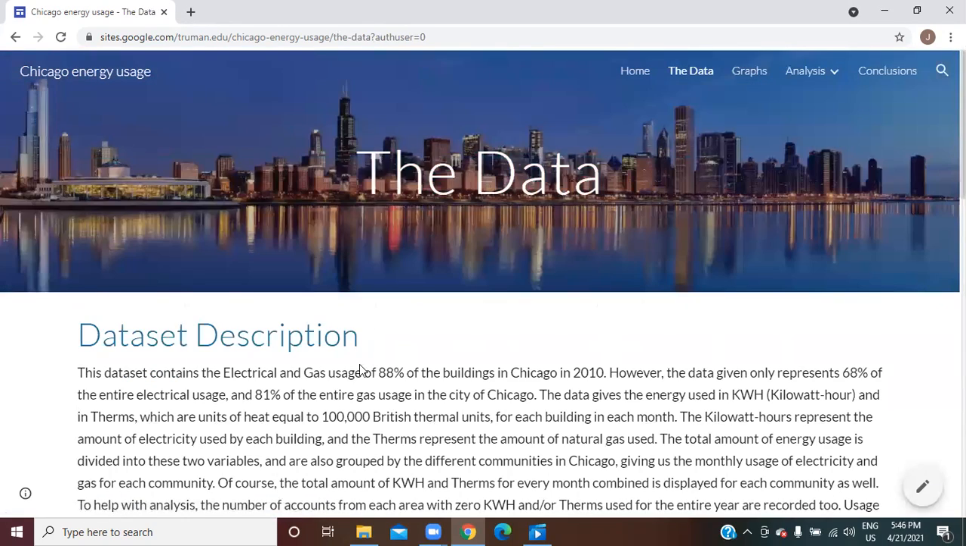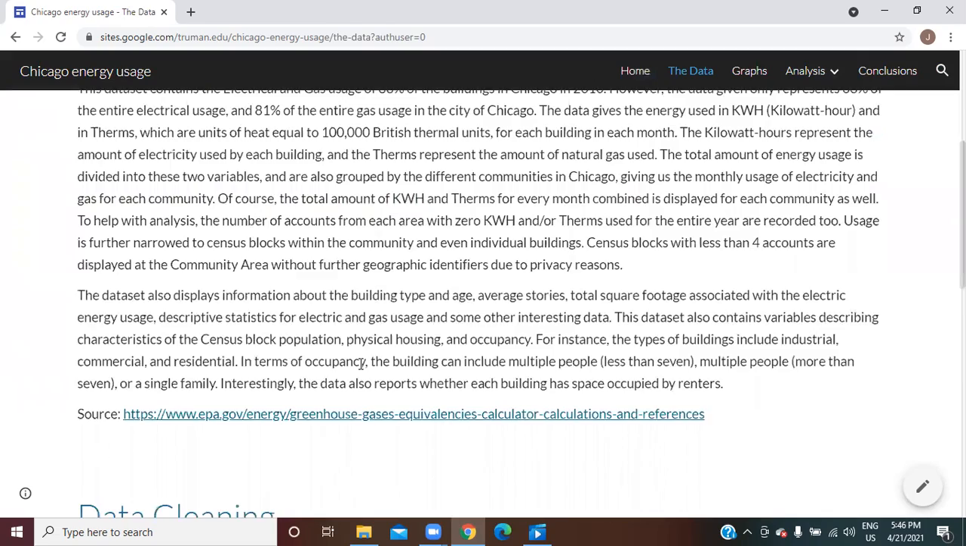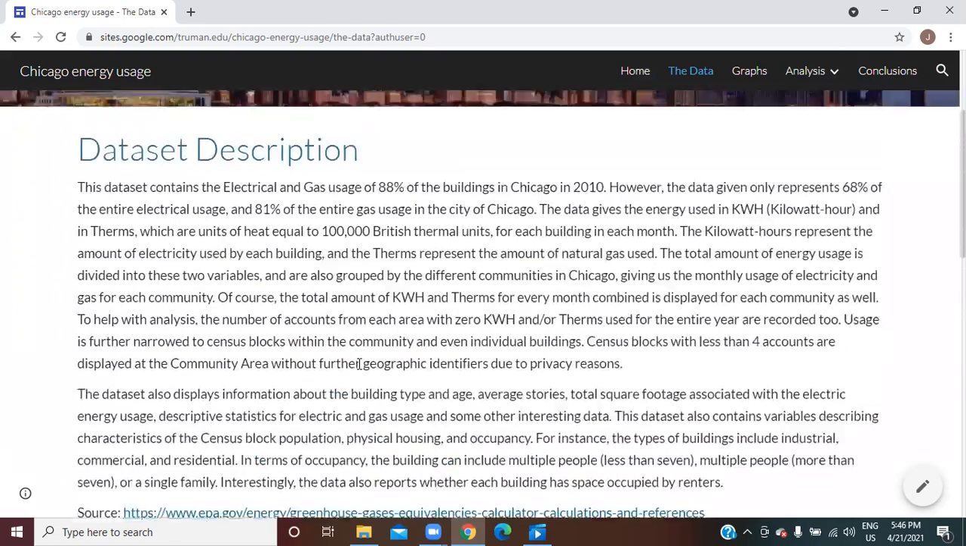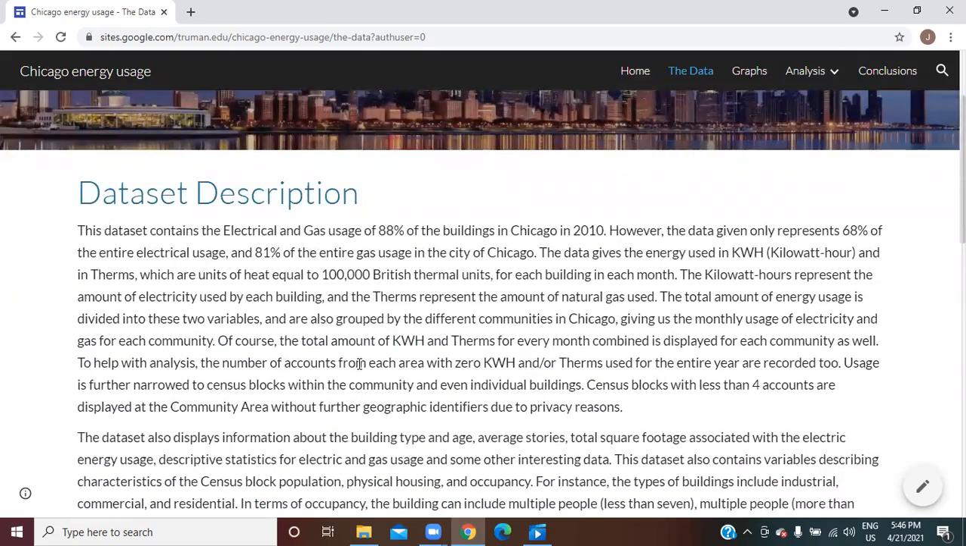All right. So the data set only contains information for 88% of the buildings in Chicago. So not the entire city, but pretty close to almost all of the buildings. Certainly a significant amount. The data gives energy used in both kilowatt hours and therms. Kilowatt hours generally represent the amount of electricity, and therms represent the natural gas used.